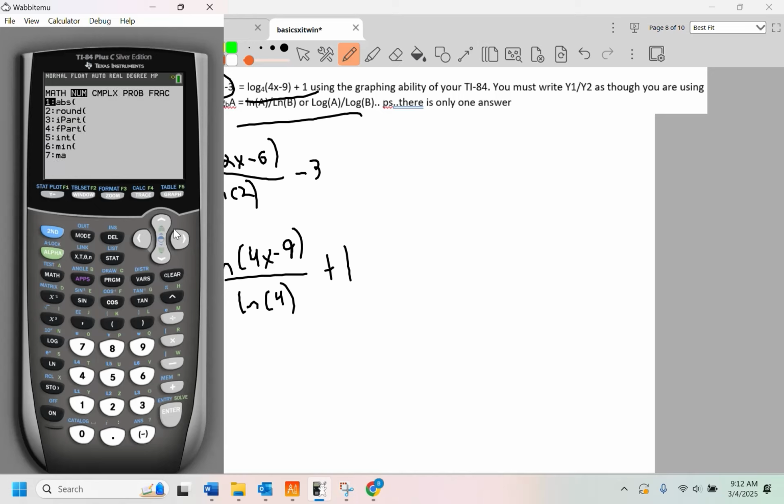Oh yeah, I need to go to math, num, n over d. So we have the natural log of 2x minus 6, that's sitting pretty over the natural log of 2, and that says minus 3. There's my y1. Math, num, n over d. Natural log of 4x minus 9, and that's sitting pretty over the natural log of 4, and then plus 1. Zoom 6. Remember, calculators do not draw logarithms correctly.